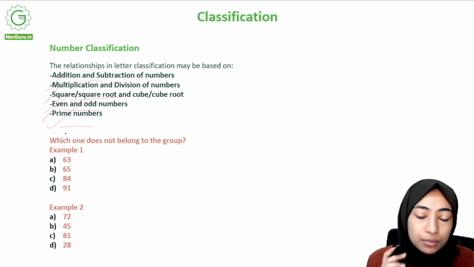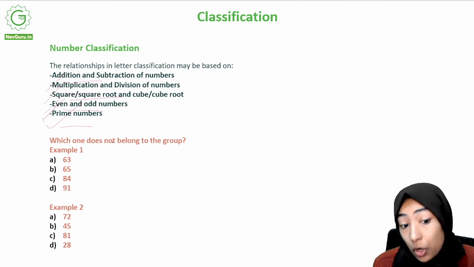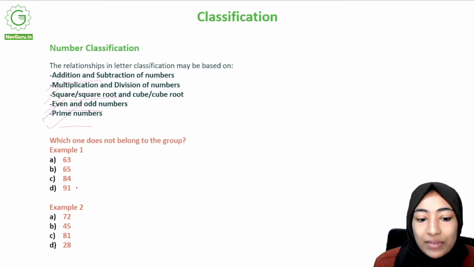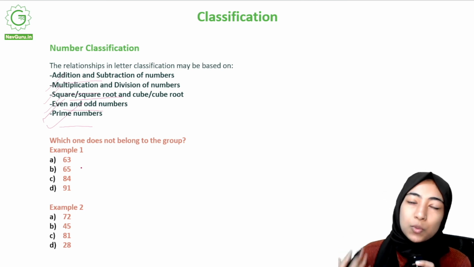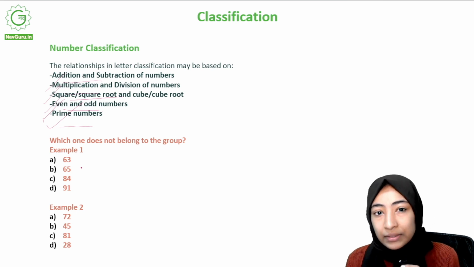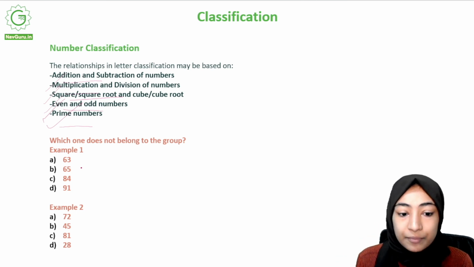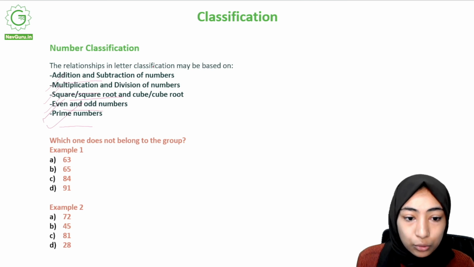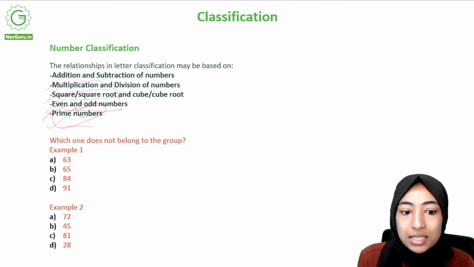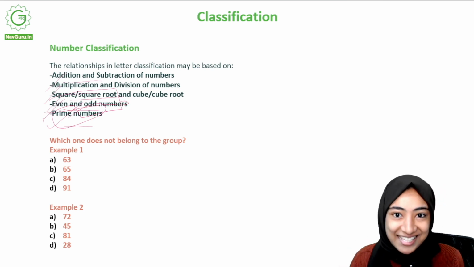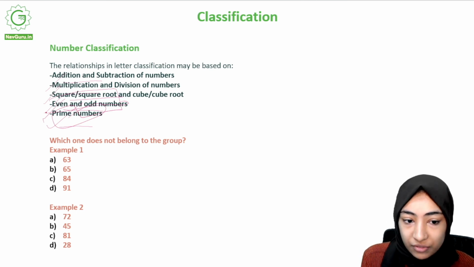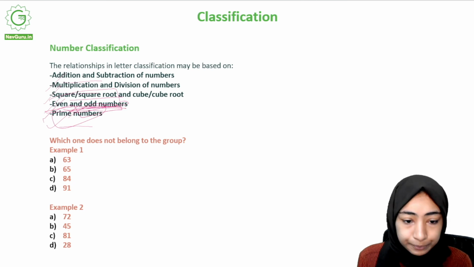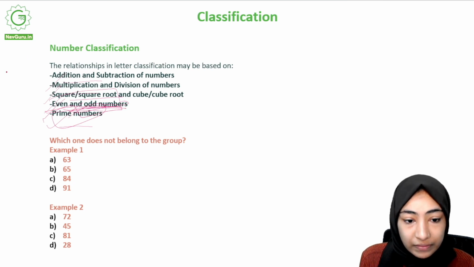So just keep all of these in mind when you do the questions. Let's move on to the first question. Which one does not belong to the group? 63, 65, 84, 91. See, addition and subtraction, multiplication and division, square and square root, cube and cube root, comparatively these things might take some longer time, right? The easier ones to figure out are the last two that I've mentioned, even and odd numbers, prime numbers. And the easiest is even and odd, because you just have to look at the last units, right? So try to see if even and odd works first. This can be the first thing you look at.